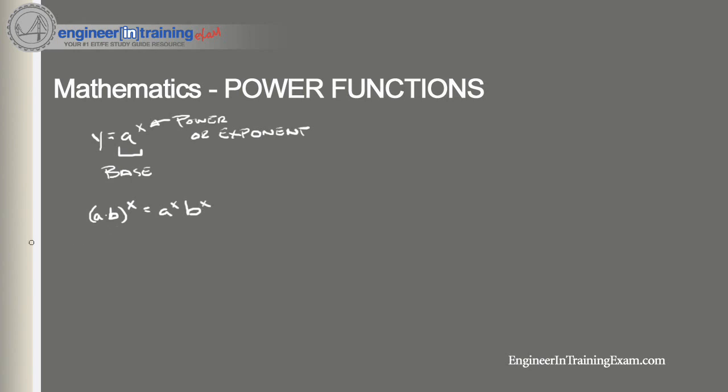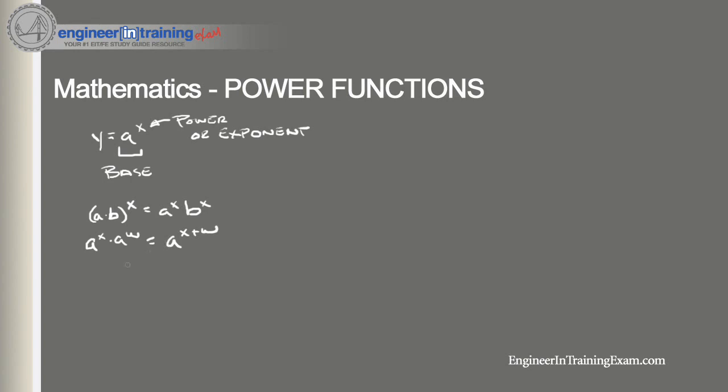Now, if we're given a function as a product of two power functions of the same base being raised to different powers, such as a raised to the x times a raised to the w, this can be rewritten by taking the exponents, adding them together, and setting them against the common base. So in other words, we can rewrite this as a raised to the x plus w.